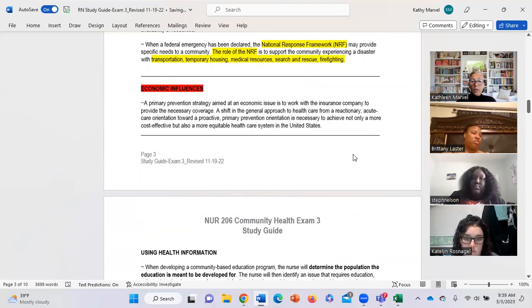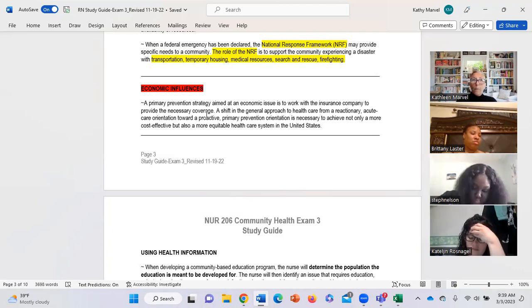Primary prevention strategy aimed at economic issues. The nurse could be working with insurance companies. So that could be one of our roles, to help provide the necessary coverage. We're trying to shift from a reactionary acute care orientation to being proactive. So if we can be proactive, maybe we can save some money.